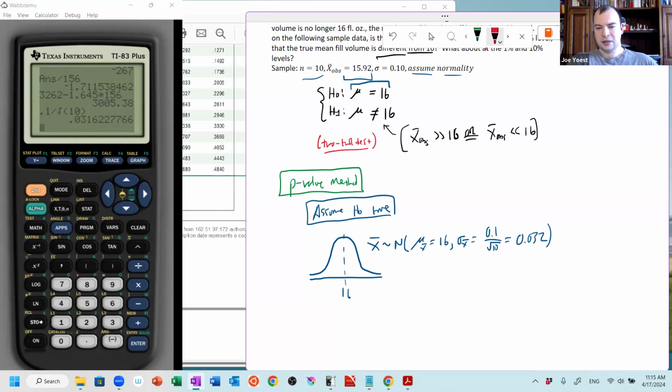15.92 is to the left. This is my X bar observed. If I rejected the null in favor of the alternative for 15.92, I would also reject for 15.91 or 15.9 or 15, right? Those would all be X bar observeds that represent stronger evidence against H naught in favor of H1. So if I rejected here, I would reject anywhere to the left.